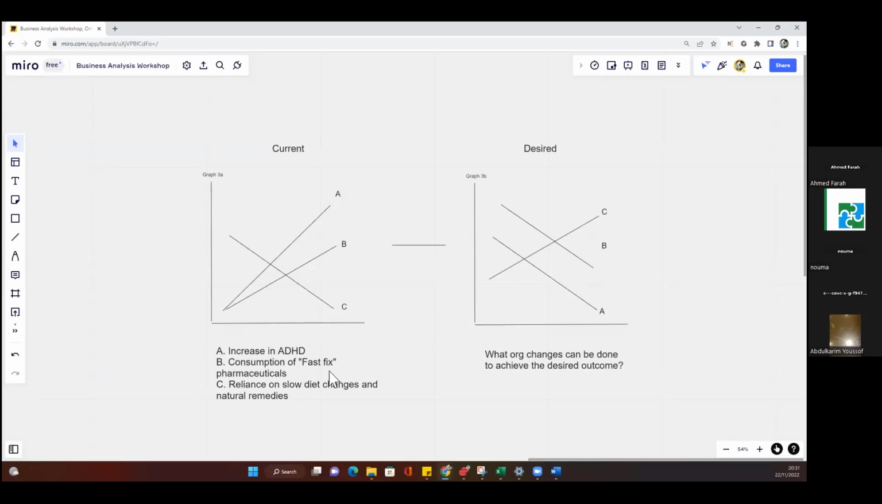So like I said, there are statistics that prove why these trends are happening, and once you understand why, then you have to understand how to change it to this desired outcome.